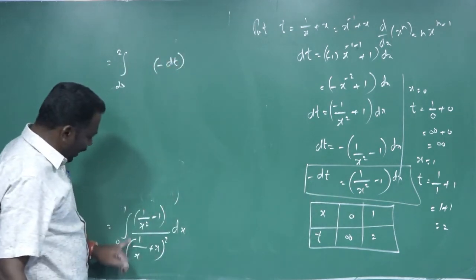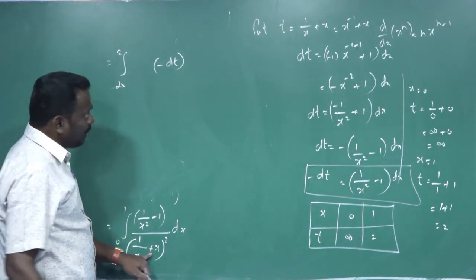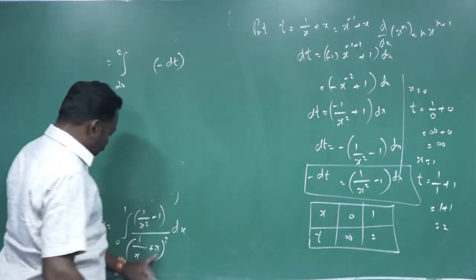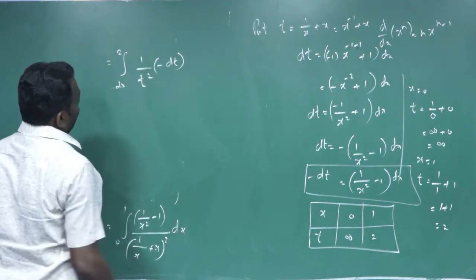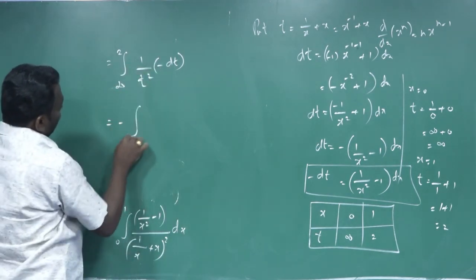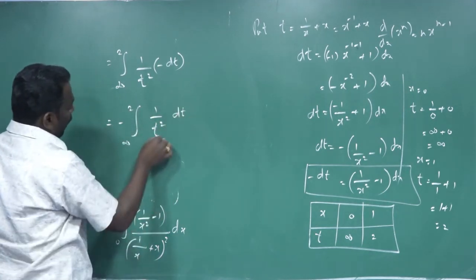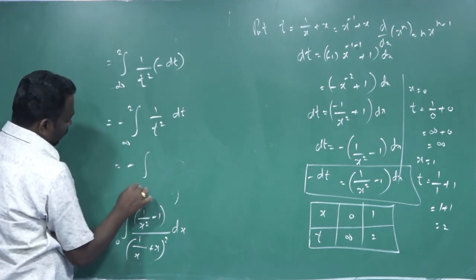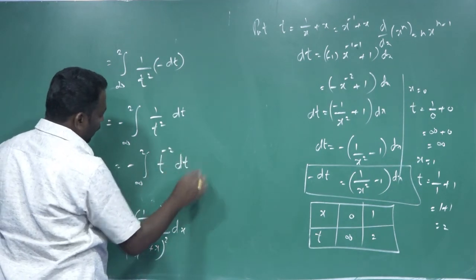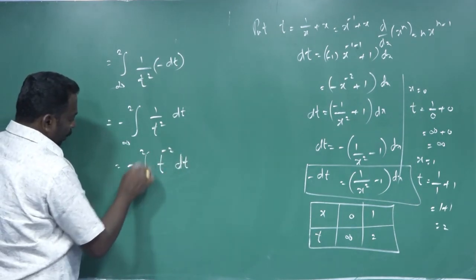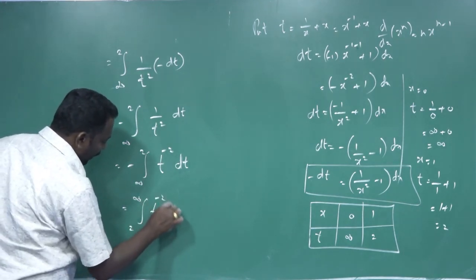Then 1 by (1 plus x plus 1/x), that is called t, the total bracket term is t square, so 1 by t square is the term. So keep the minus outside: minus integral from infinity to 2 of 1 by t square into dt. Now write in numerator form: minus integral from infinity to 2 of t power minus 2 into dt. Interchanging the upper and lower limits, the minus will cancel, that is equal to the integral from 2 to infinity of t power minus 2 into dt.